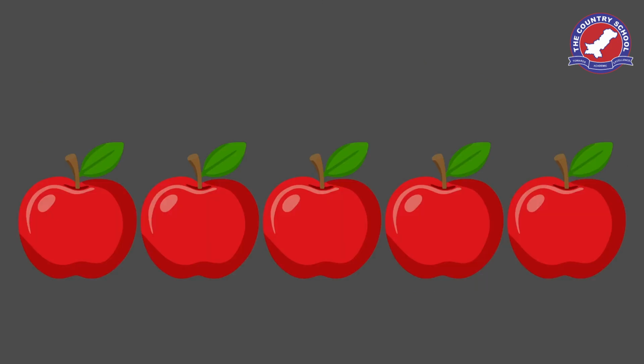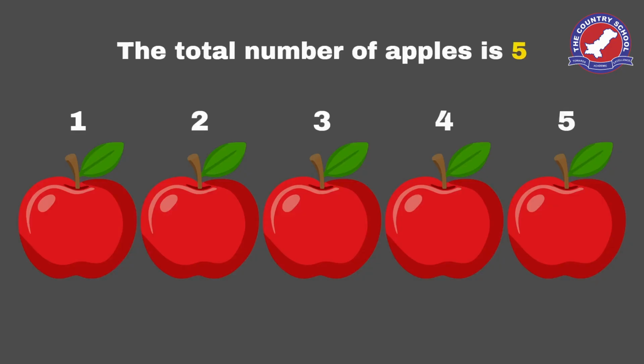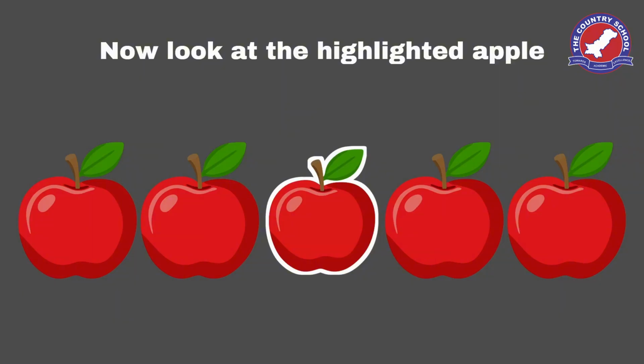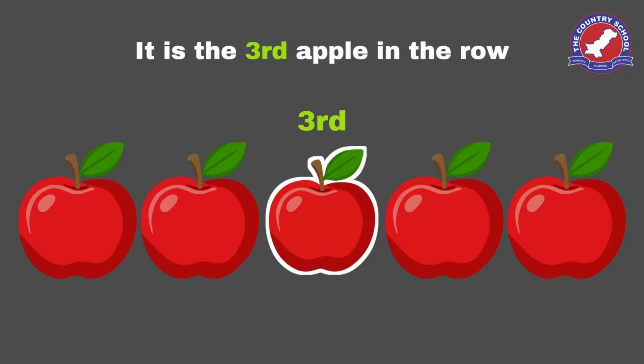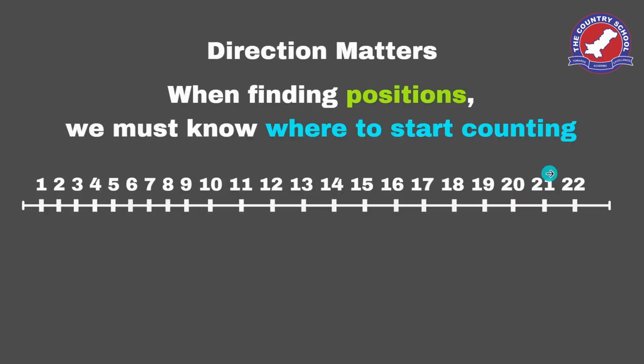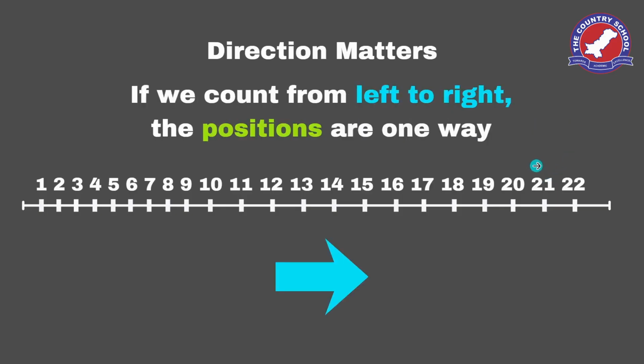Now here are 5 apples. The total number of apples is 5. So 5 is cardinal. Now look at the highlighted apple. It's the third apple in the row. So third is ordinal. One important thing to remember here, when finding positions, we must know where to start counting.